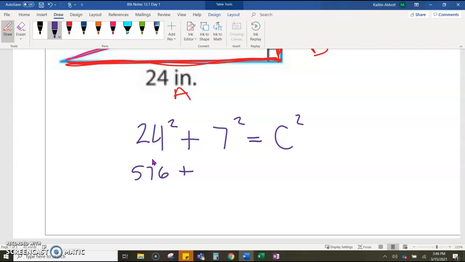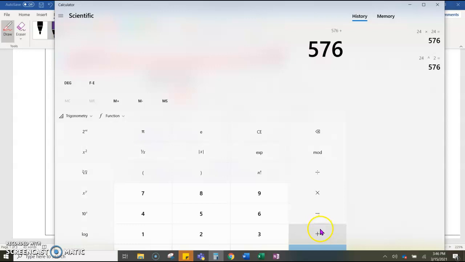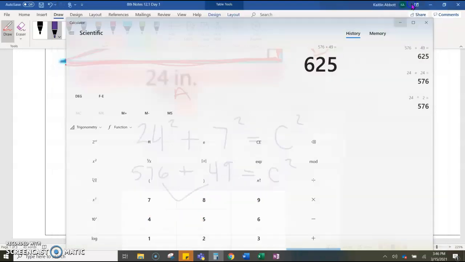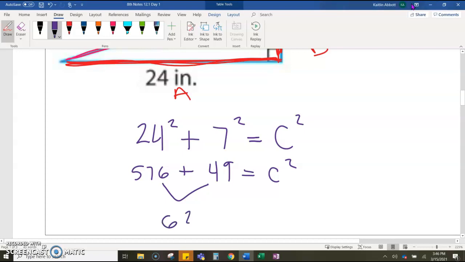576 plus 7 times 7, that's 49, equals c squared. Okay, so now we're going to combine these. So I'm going to use, again, my handy dandy calculator. 576 plus 49 gets a 625. So I get 625 equals c squared.